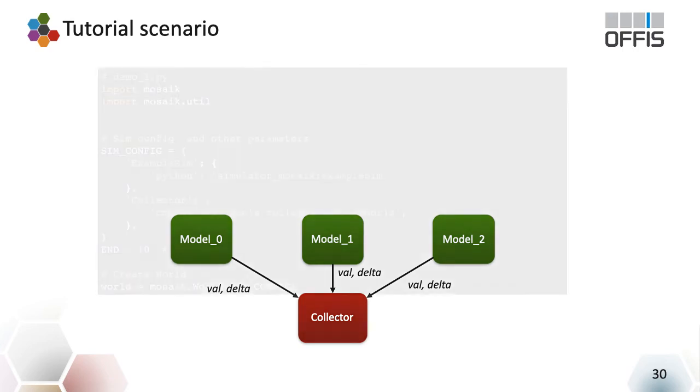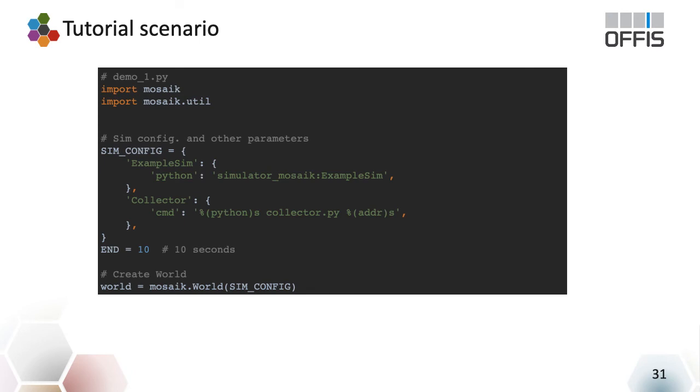So to create the scenario, we have to import Mosaic and Mosaic util. We have to specify the sim config, where we define how Mosaic should start the simulators. We have here first the example simulator, which uses the simulator Mosaic, which is basically what was described in the slides before, and the glass example sim. And then we have this collector, which is started from the command line, so in a new process with the collector.py. Then we have to define how long the simulation should be running. So here it's 10 seconds or 10 steps.